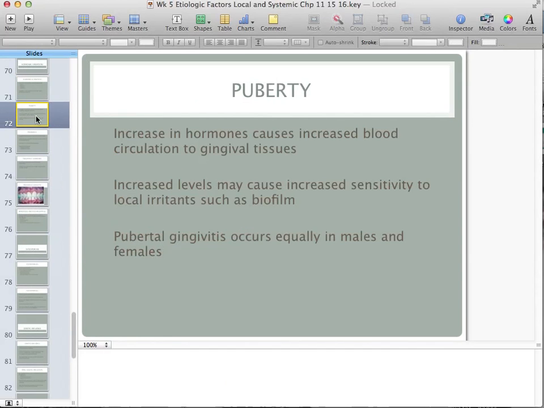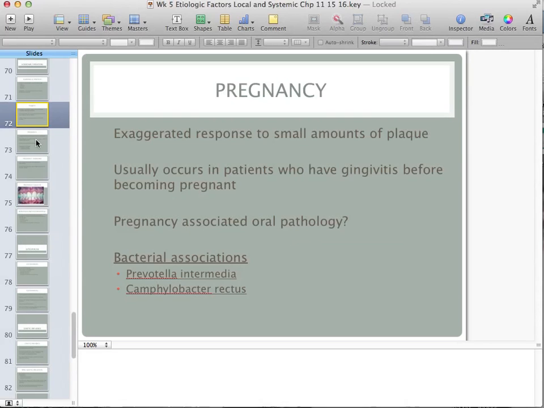So puberty is an increase in hormones and causes increased blood circulation to gingival tissues. So you're having more blood flow go through your tissues. This can cause higher chances of gingivitis. And also, puberty has increased levels of hormones in the blood, which can cause sensitivity to local irritants such as biofilm. So pubertal gingivitis occurs equally in males and females.